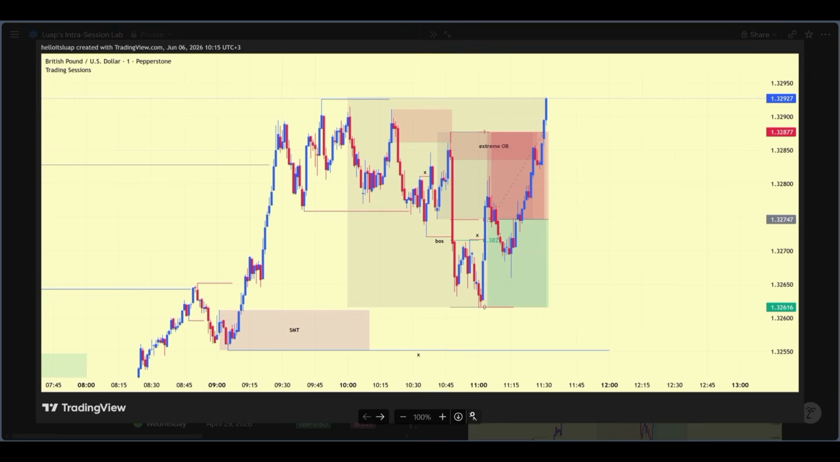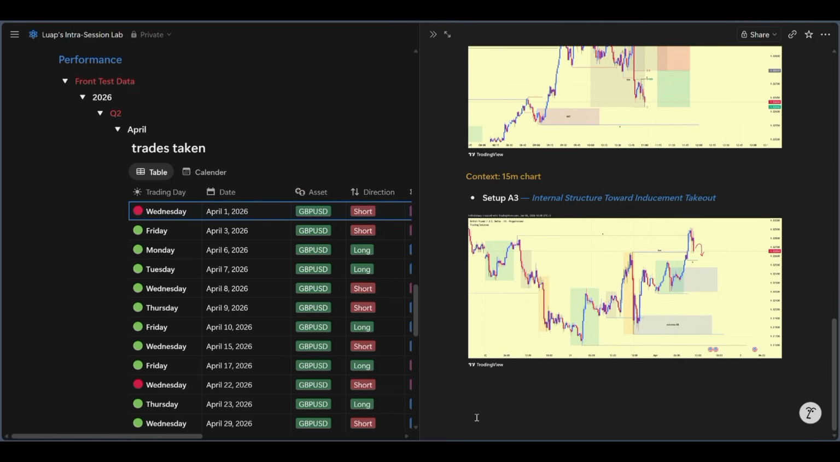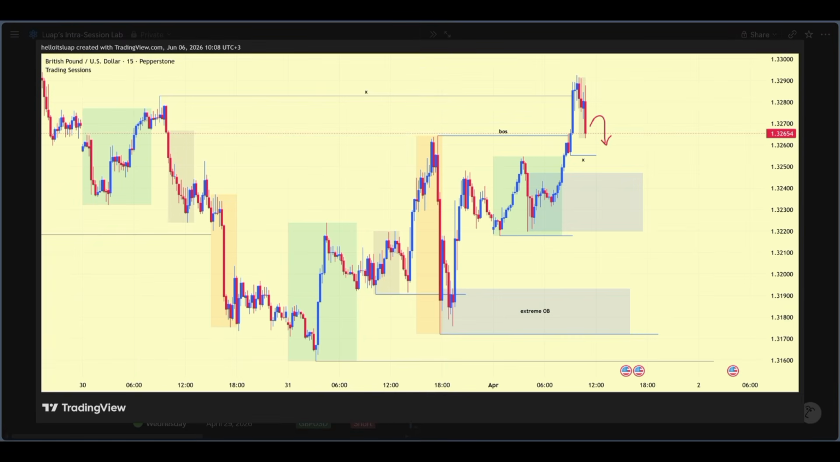Okay, and by the way, there should be logic in every trade you take. For me, I really gain my context from the 15-minute. You can clearly see right here, this is the 15-minute chart, and this was the internal structure towards the inducement. So that is when I had to sell, continuing this internal structure all the way towards the inducement.